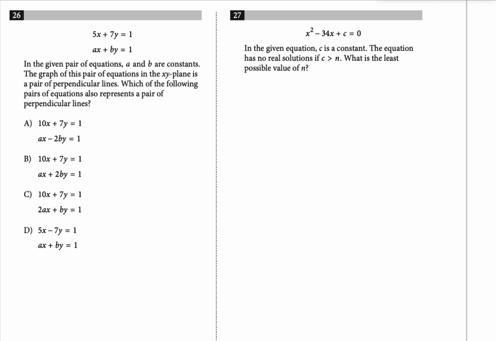So we have this quadratic equation here: x squared minus 34x plus c is equal to 0. And the question asks, in the given equation, c is a constant. The equation has no real solutions if c is greater than n. What is the least possible value of n?